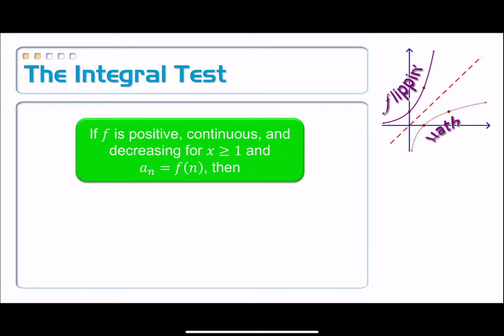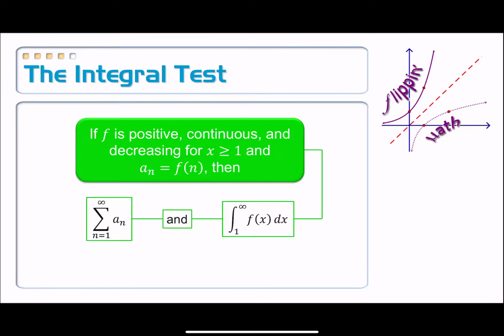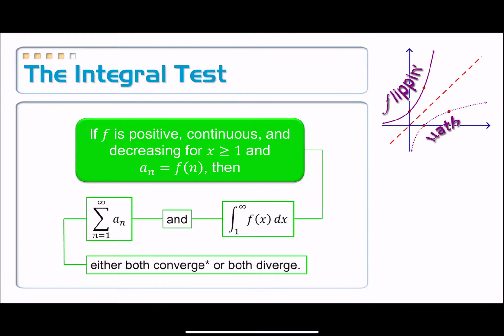So f, this is the function that we're using to represent our series, basically. If f is positive, continuous, and decreasing for x greater than or equal to 1, and we're letting this function equal the terms of our sequence, this a sub n, that's what that means, then a couple things here. This is the improper integral from 1 to infinity of f of x dx and the infinite sum, the sum from n equals 1 to infinity of a sub n, that's the terms of our sequence. That's actually the series, right? Both of these things, they do the same thing. They both either converge or they diverge.